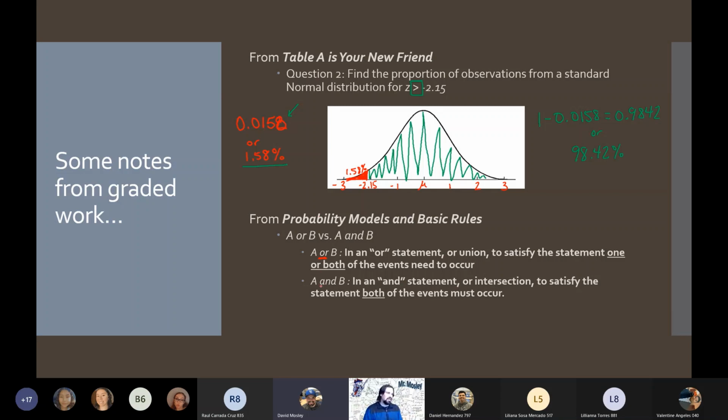When we're looking at "and," that's more restrictive. That's exclusive, right? In an "and" statement or intersection, to satisfy the statement, both of the events must occur, right? Both things must be satisfied to be a part of that event and to be counted in that situation. And that's the major difference between "and" and "or."